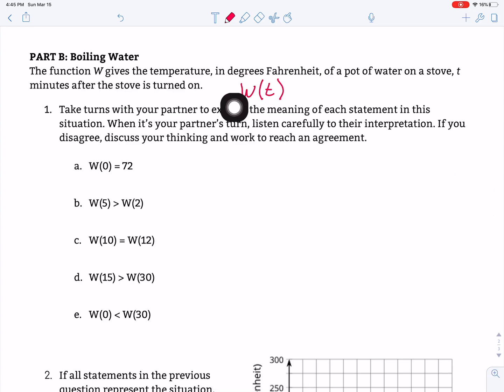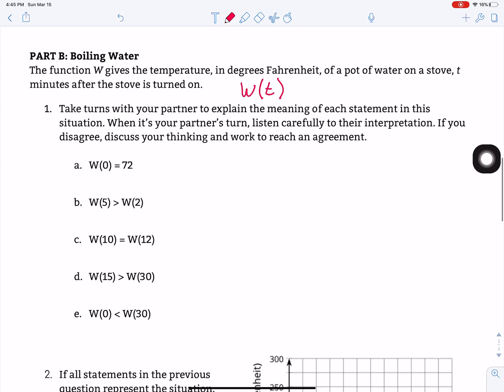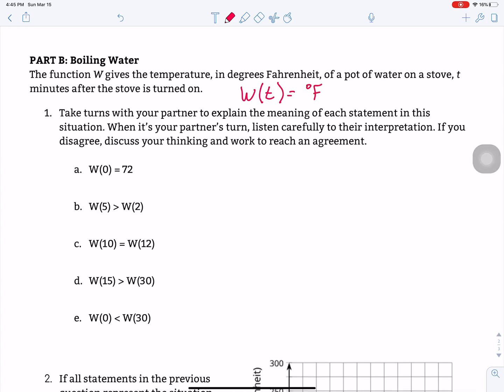W is the function name. T is standing for our time, which is our independent variable, and that's going to equal our degrees Fahrenheit. Just to kind of get an idea of what it is we're looking at.